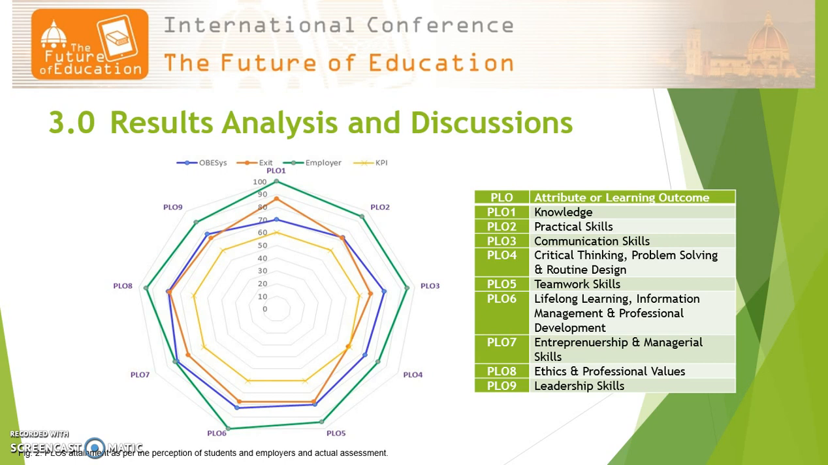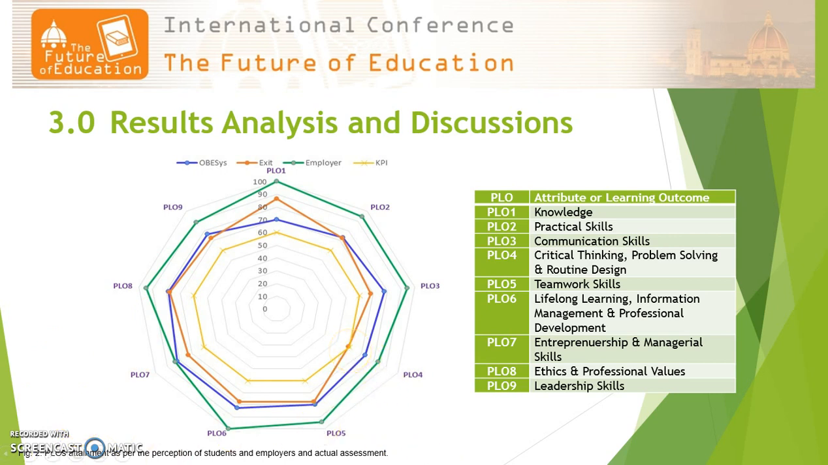Overall, the KPI was set at 60%, and all outcomes were achieved according to the students, according to the industry, and as well as the actual assessment. All except PLO 4, which is critical thinking, problem solving and routine design.